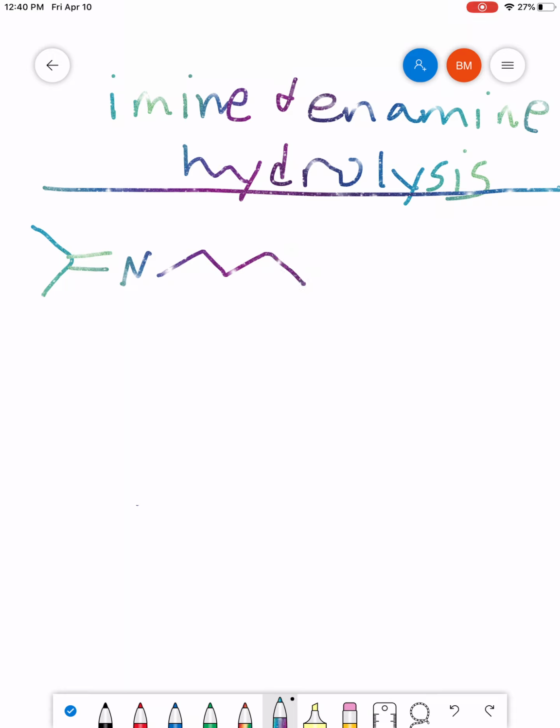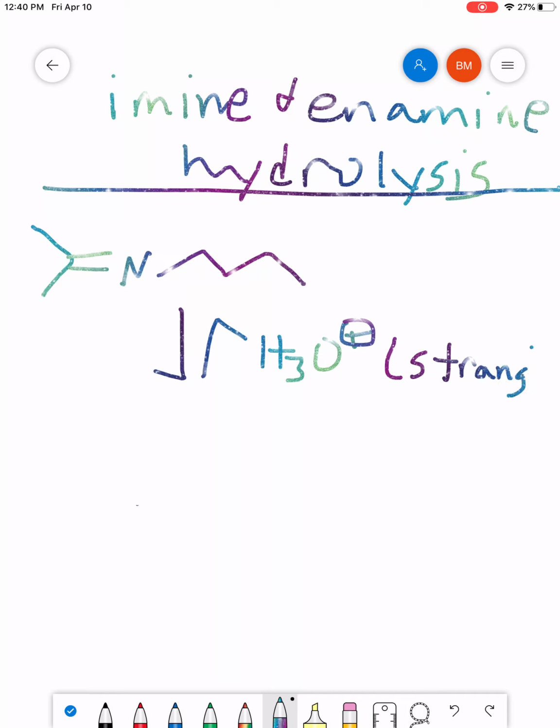All right, if you take something like this, right? This is an imine. We have a carbon-nitrogen double bond. All right, what you do to hydrolyze an imine is you simply use acid. And we used acid before, but in this case, we make a strongly acidic solution. Strong, I misspelled it. All right, so this will be like pH 1 or so.